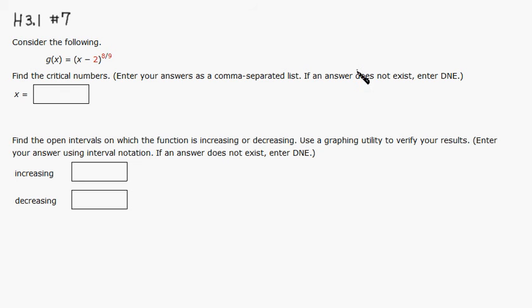Okay, let's go over homework 3.1, number 7. We're looking for the critical numbers of this function g of x. Let's take the derivative first.